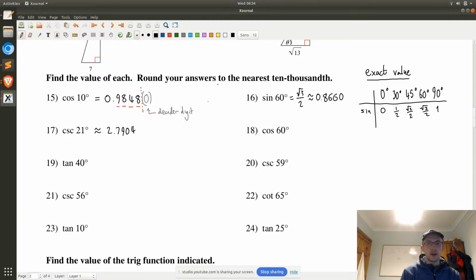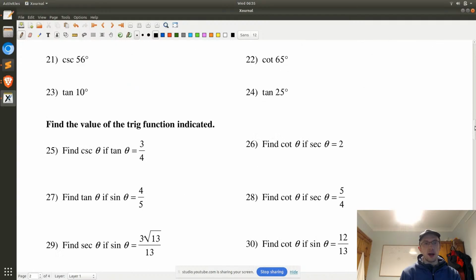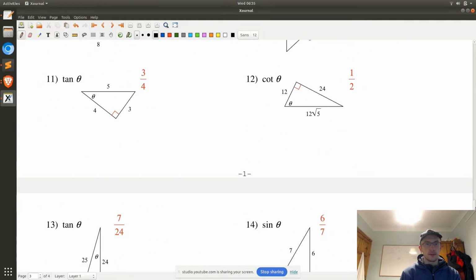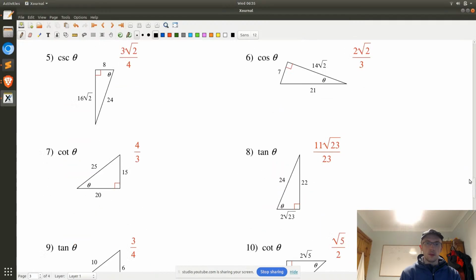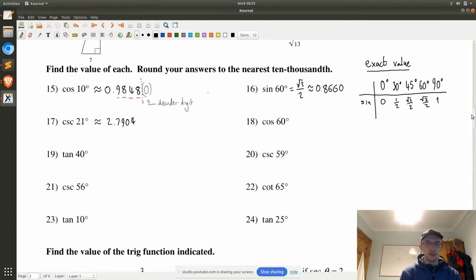Okay, I've noticed a small error up here. There should be a wavy equal sign, an approximate equal sign. Okay, so let's check and make sure that's correct. Great, 2.7904.